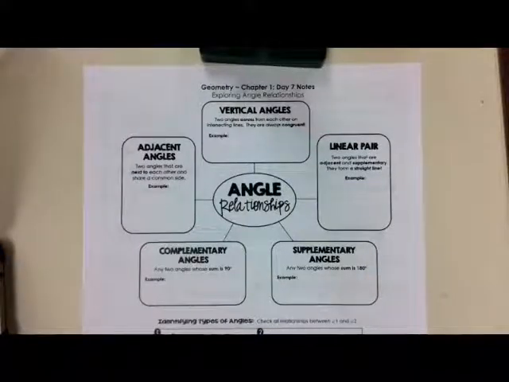So we're going to talk about angle relationships. There are 5 angle relationships we're going to talk about today, and they're very important because they tell us a lot about angles and if they're congruent or measures of them.